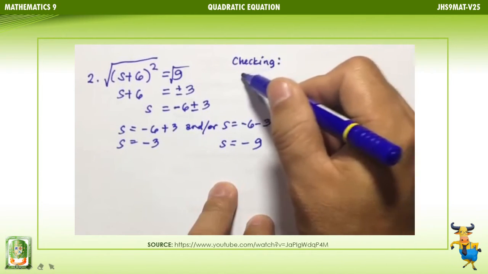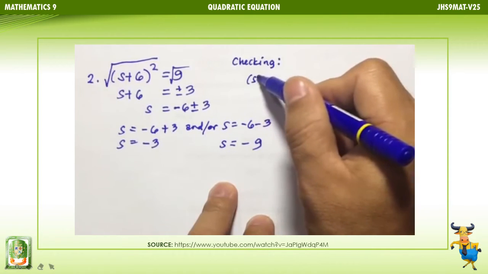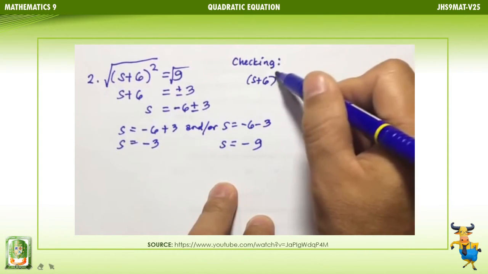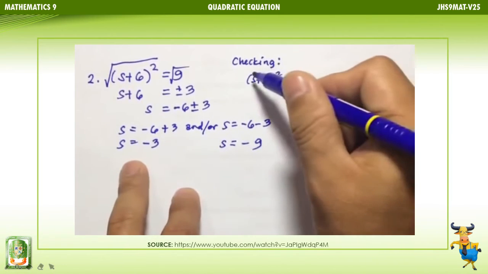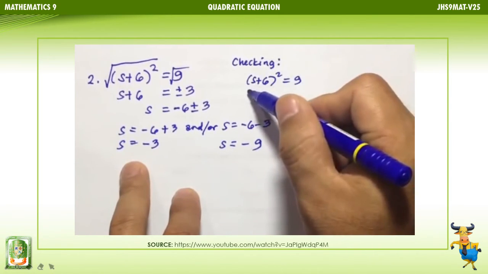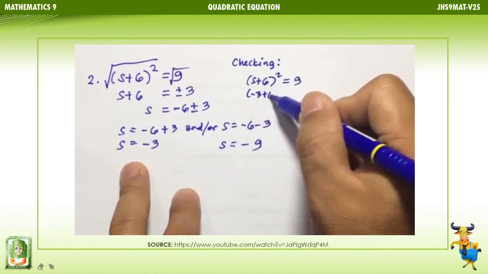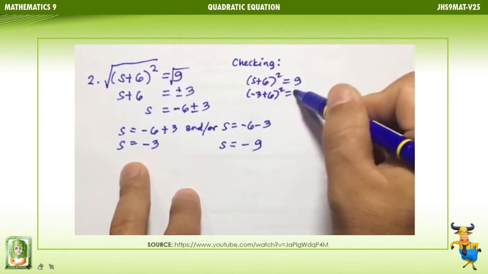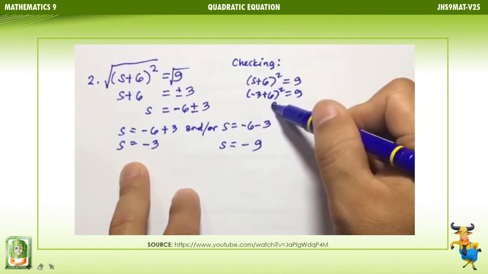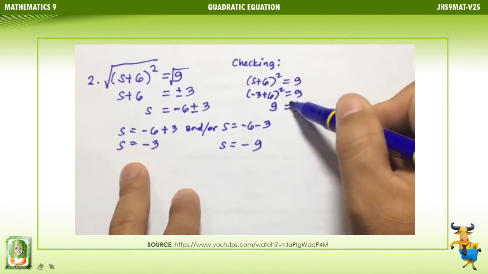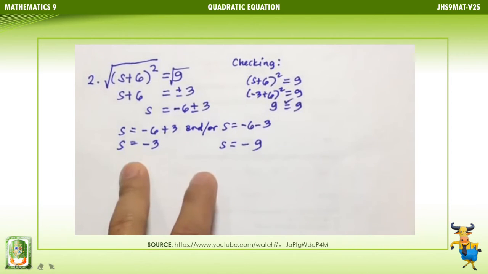So the original equation is the quantity of s plus 6 squared equals 9. Now if s is equal to negative 3, we're going to have here negative 3 plus 6 squared equals 9. Negative 3 plus 6 is 3 squared, and that will be 9. So the answer is correct.